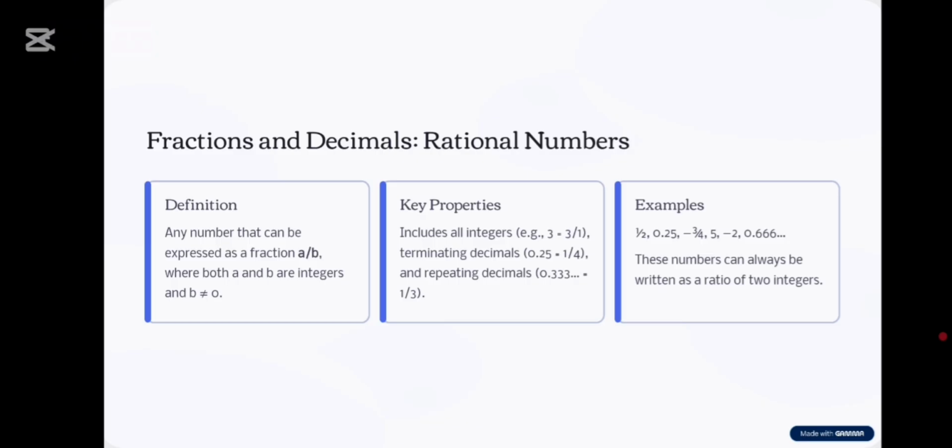No wonder I grouped these as fractions and decimals. So for example, we have 1 over 2, which is basically 0.5, then we also have negative 3 over 4, and negative 2 over 3, which is 0.66. So these are just examples. We can find that these numbers can always be written as a fraction of 2 integers. So that is about fractions and decimals.